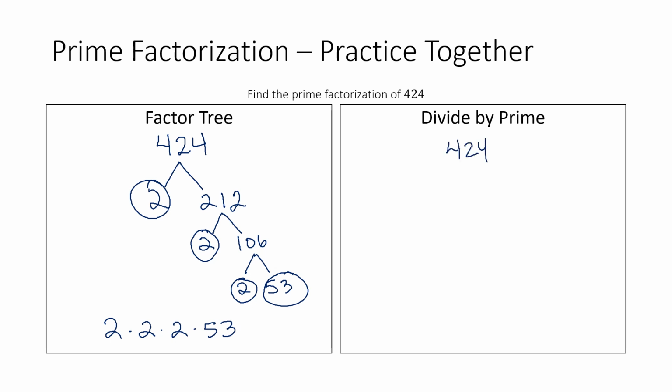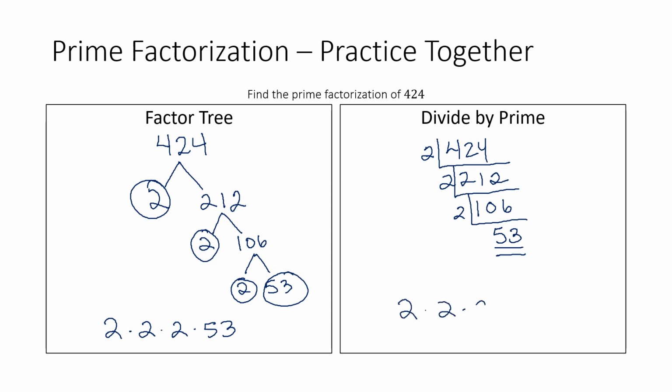If I do divide by prime, that's essentially what I just did over here. Can you tell which method I learned? 2 goes into 424 212 times. 2 goes into 212 106 times. 2 goes into that 53 times. I'm at a prime number, so here is my factorization. Notice they are exactly the same. Each method is going to give you the exact same answer every time, unless you did something wrong.